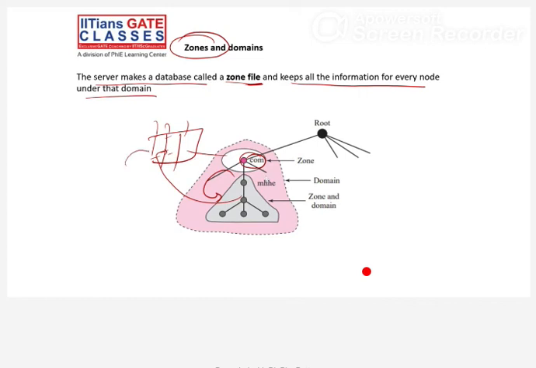Your com domain is somewhere else, the education domain is somewhere else, and the organization domain server is somewhere else. On top of that we have a root, and the root is linked with everyone. This is your root server.